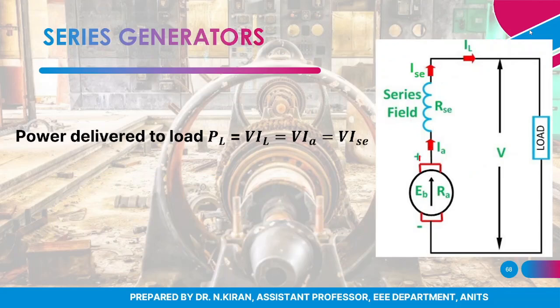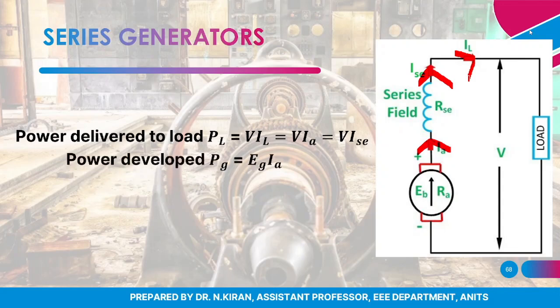Power delivered to the load will be V into IA, or V into IL, or V into ISC, since all the three currents are in series. You can see all three currents are in series, isn't it? So all three are same in this configuration. In series generator, IL is equal to IA is equal to ISC. That is why power delivered can be either written as V into IL, or V into ISC, or V into IA. Power developed in the armature, PG, is equal to, here also it is not EB, it is EG. So EG into IA.